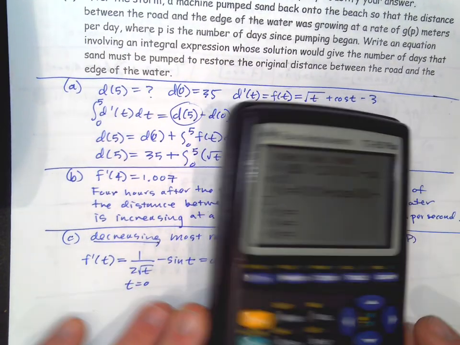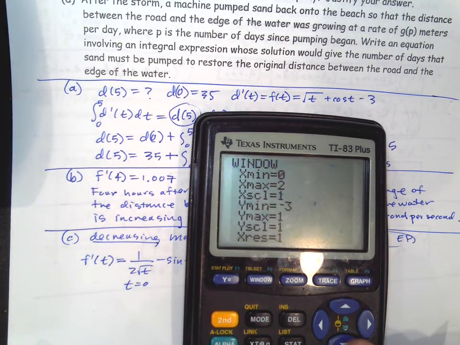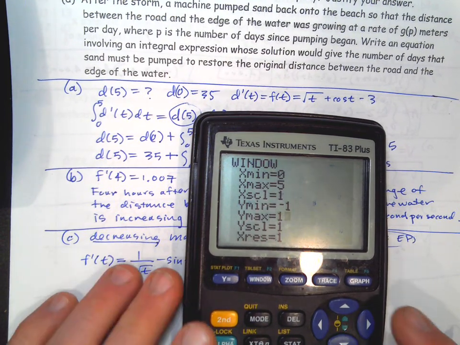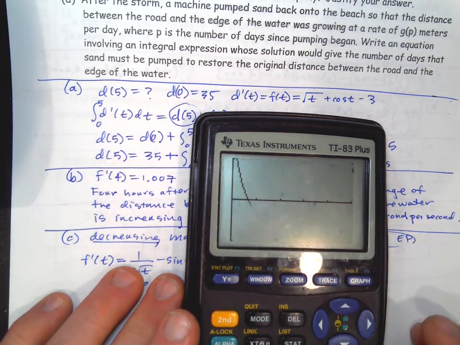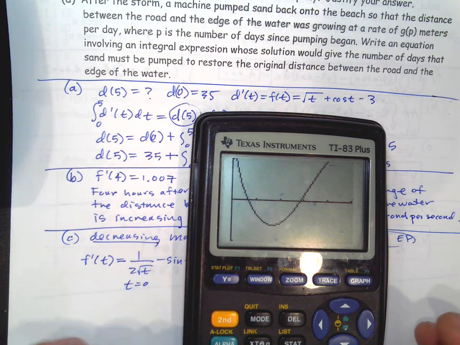I'm going to go to the window. I'm only concerned about 0 to 5, and I'm just looking for x-intercepts, negative 1 to 1 on the y. We'll just focus on the x-axis. There's one. Might be more than one. There's another one. And so we need those two right there.